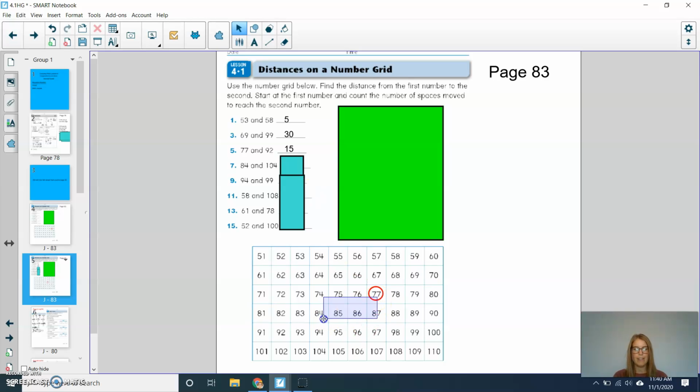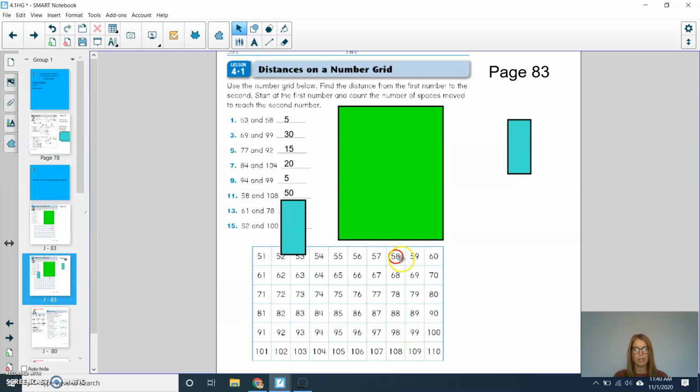To go from 84 to 104, I'm going to just count by tens. I have 10, 20. To go from 94 to 99, I'm going to count by ones. So 1, 2, 3, 4, 5. To go from 58 to 108, I'm going to count by tens. 10, 20, 30, 40, 50.